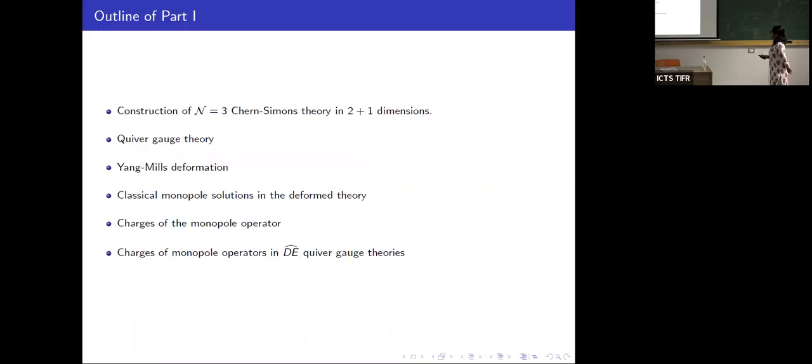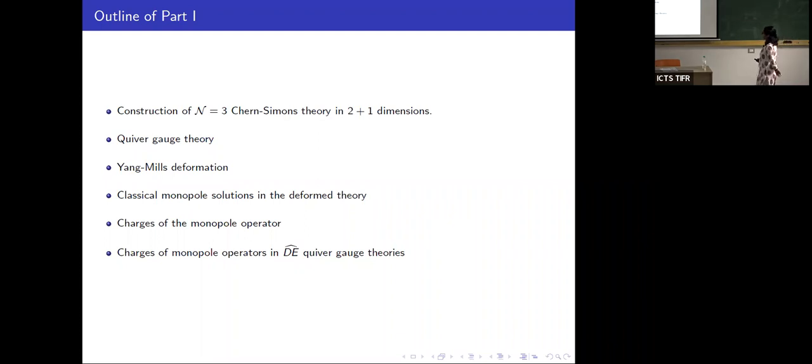Okay. So the outline of the first part of the talk is as follows. First, I will construct an N=3 Chern-Simons theory in 2+1 dimensions. Then I will define what a quiver gauge theory is. And as I said, after that, we will introduce a Yang-Mills deformation to the theory so that we can do our computations in the weakly coupled limit.